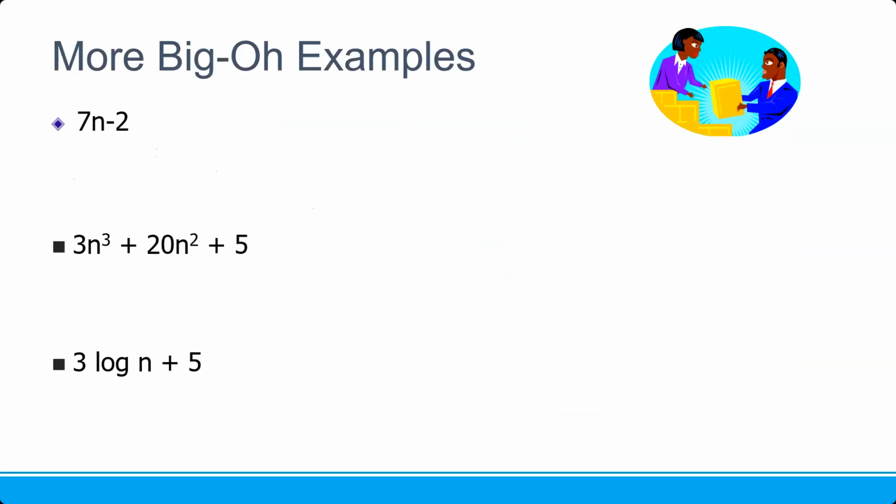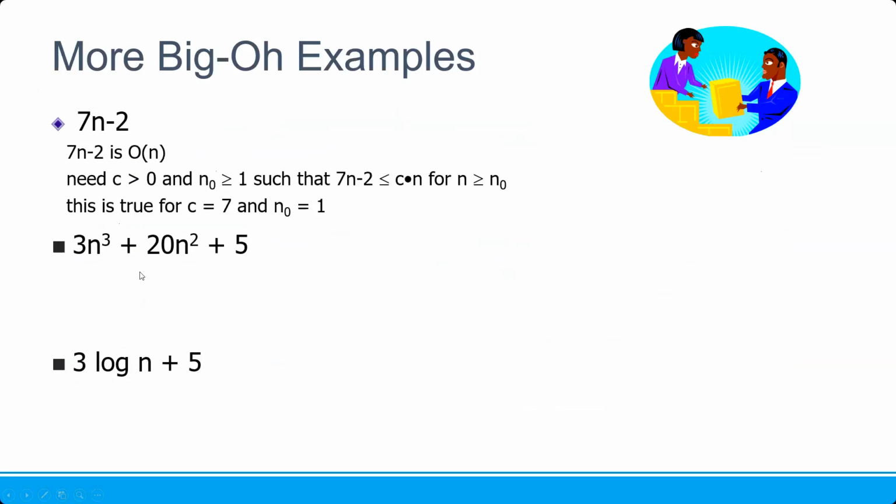Now let's look at the other examples. We have 7n minus 2, and we have 3n to the power of 3 plus 20n to the power of 2 plus 5, and we have 3 log n plus 5. So there is a solution here: 7n minus 2 is O(n). We have C higher than 0 and n0 higher than or equal to 1, so the equation will be satisfied. There is a case where C equals 7 and n0 equals 1. Because we have the positive constants, this is okay.